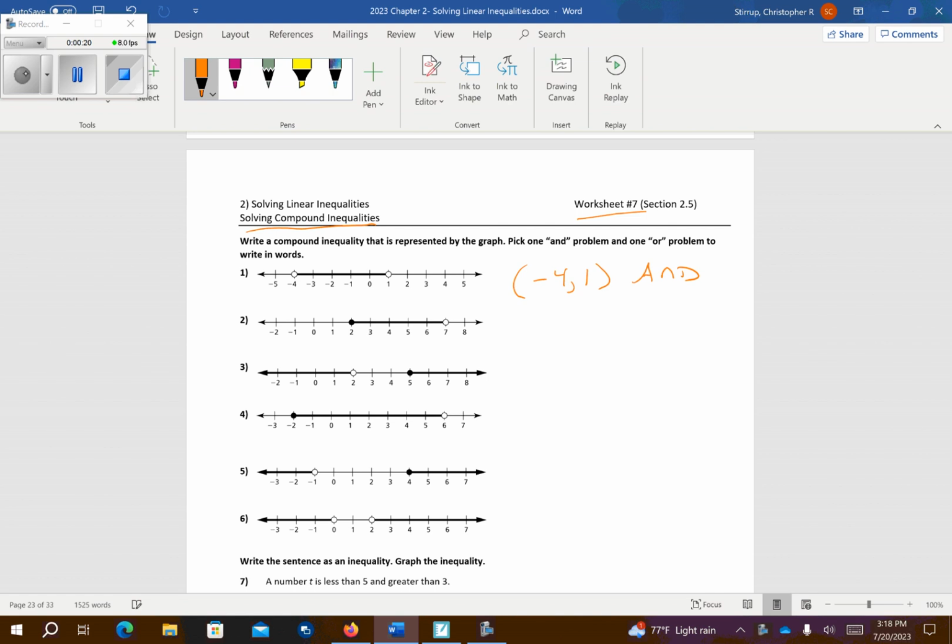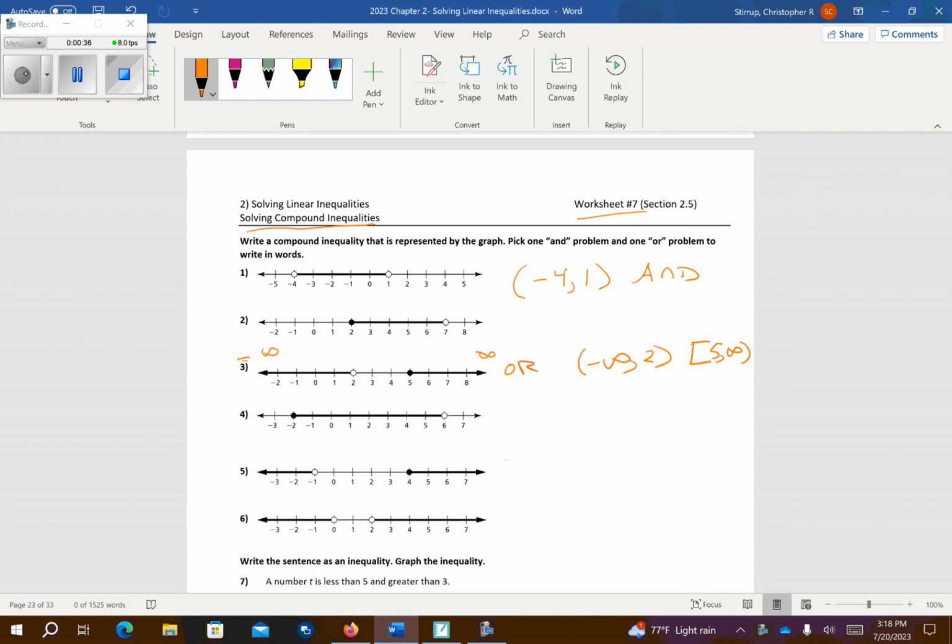Number 3, this is going to be an OR problem. So this is going from -infinity to positive infinity. So I'm going to have two of them. I have -infinity to 2 soft bracket, and then I'm going to have a hard bracket from 5 to infinity.